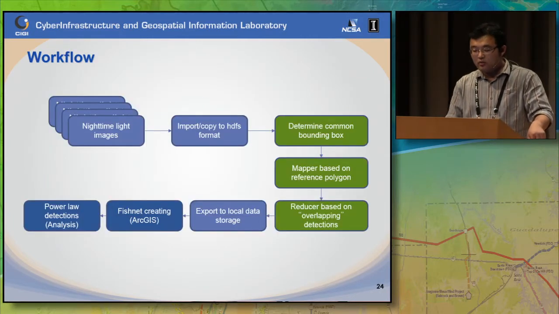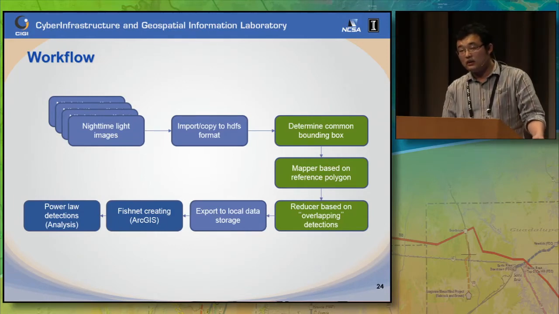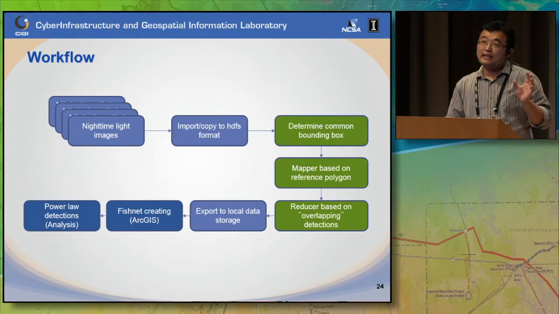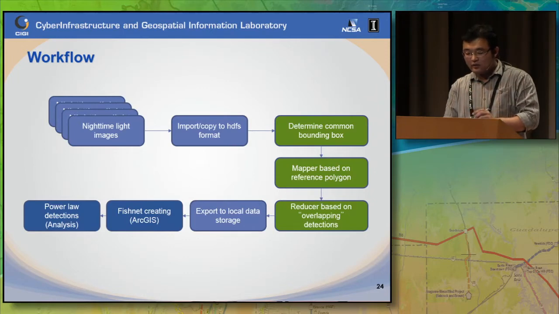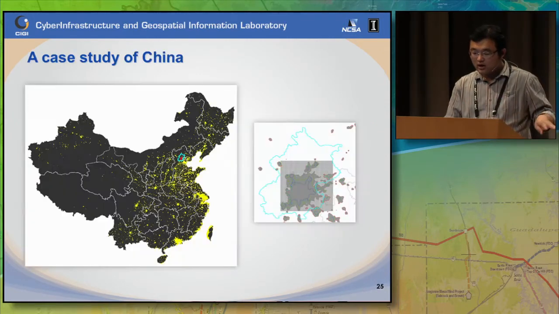The workflow will be: we take the light image, we import it into the Hadoop format, and we determine the common box. We use the latest year as the reference layer, so you use that one as a mapper, and then on the reduce side we do the overlapping to detect those small cells that intersect with the reference layer. Then we export and do the power law exploration.